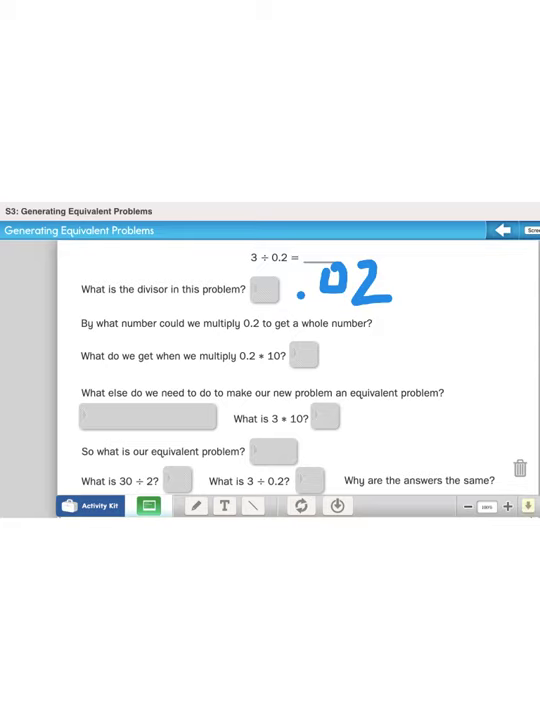We could multiply it by 10. Okay, what do we get when we multiply 2/10 times 10? We get the answer of 2. Now we have a whole number. What else do we need to do to make our new problem an equivalent problem? We need to multiply the dividend by 10 also. So what is 3 times 10? It's 30.